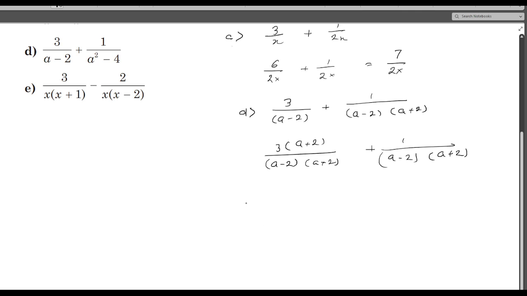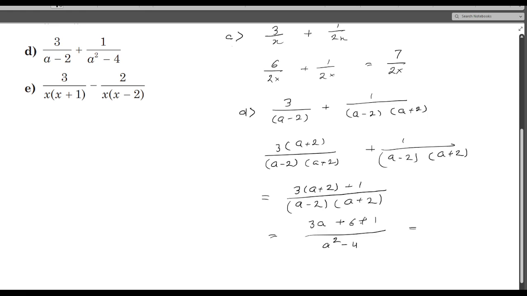So as your denominator is same, you club. So your numerator is 3 times a plus 2 plus 1 whole divided by a minus 2 times a plus 2. So this is equals to 3a plus 3 times 2 is 6 plus 1 divided by, now if you want you can open the bracket in the denominator. So a minus 2, a plus 2 will give you a square minus 4. So your final result is 3a plus 7 divided by a square minus 4. Now E.